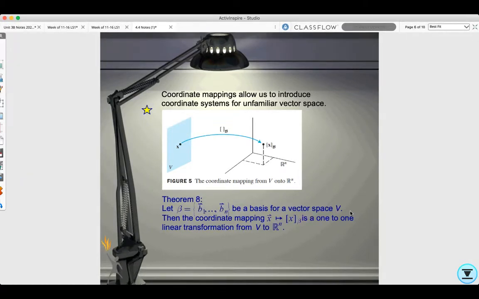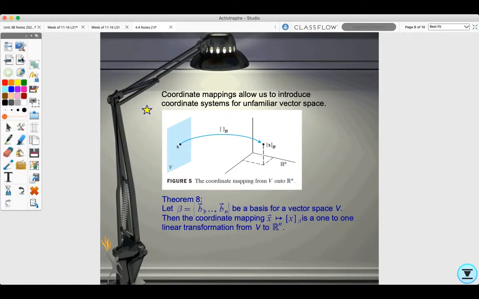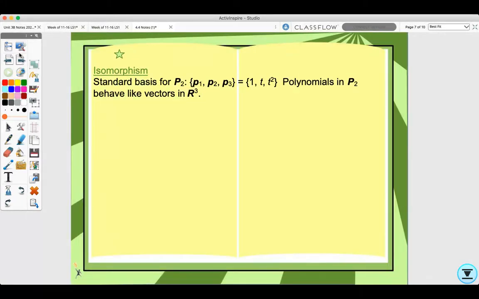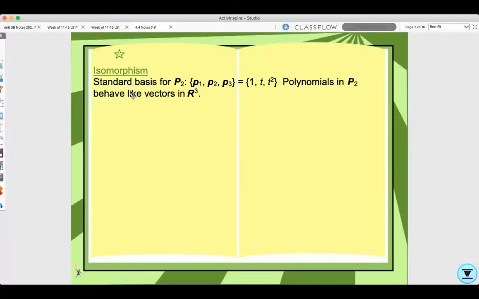So this figure illustrates Theorem 8. Let B equal b1 to bn be a basis for a vector space V. Then the coordinate mapping of vector X onto my coordinate vector of X relative to B is a one-to-one linear transformation from V to Rn. Isomorphism. Standard basis for P2: p1, p2, p3 equals 1, t, t squared. Polynomials in P2 behave like vectors in R3.